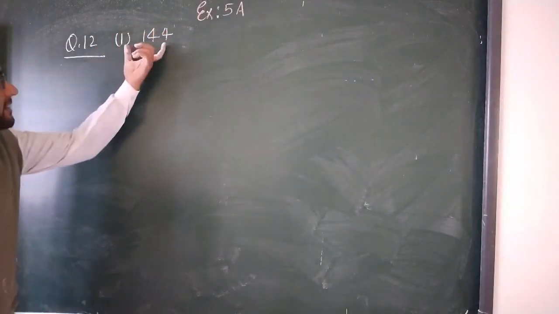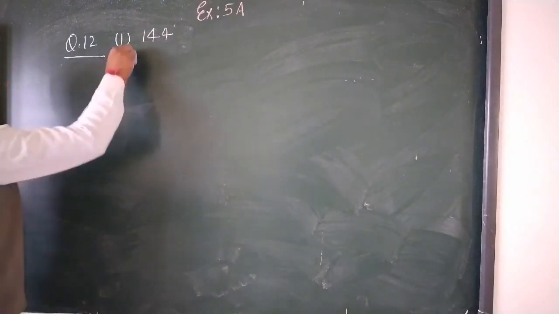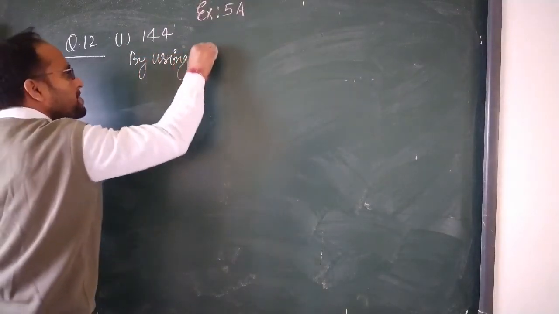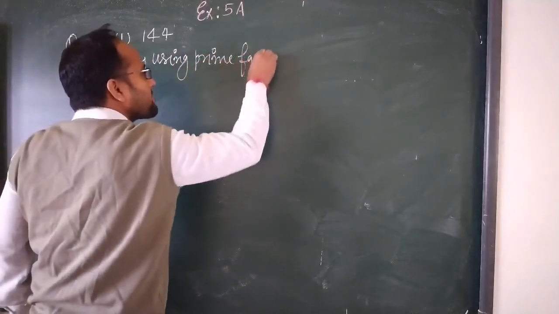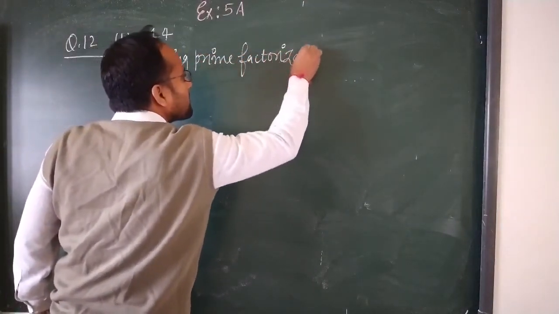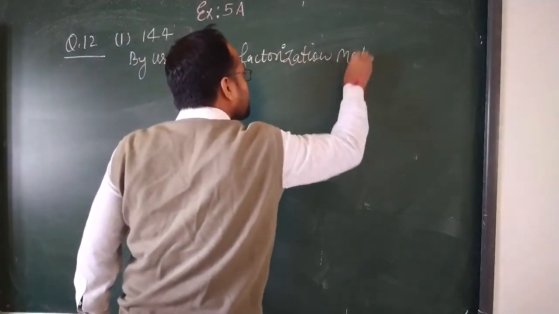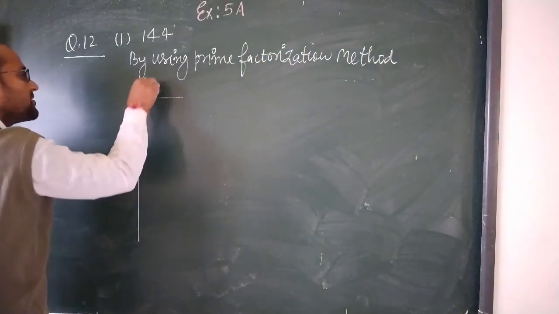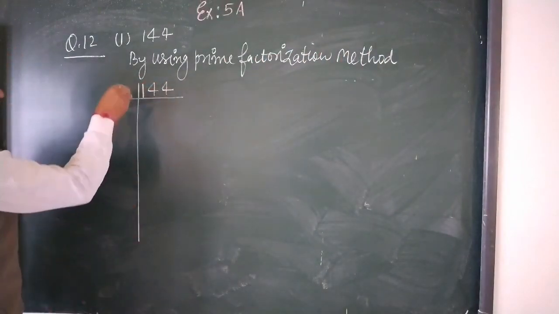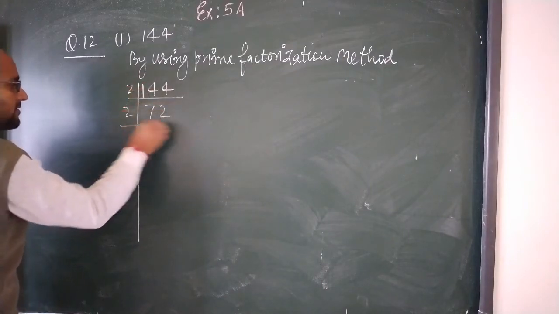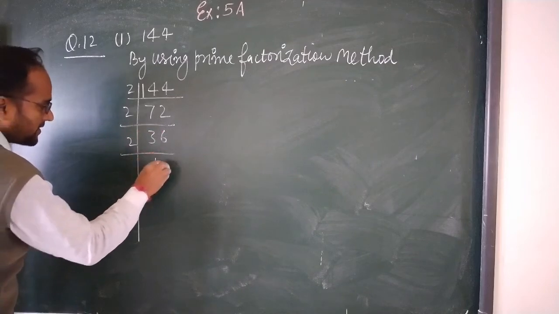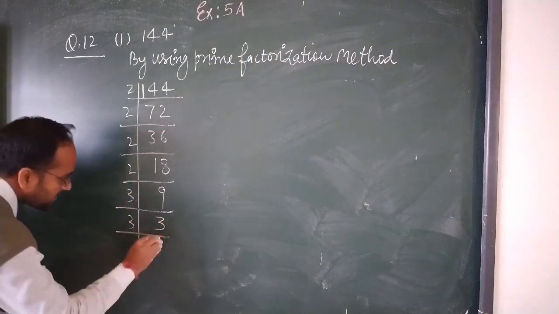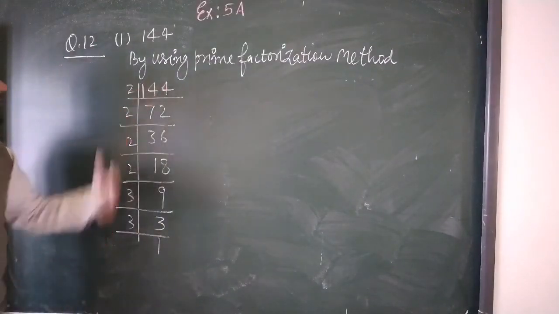So first you can find the prime factors of this 144 by using the prime factorization method. By using prime factorization means you can use a prime number only. So first I will start with 2: 72, and then 36, then 2, 18, then again with 2, 9. Then it is not cancelled out by 2, so you will start with 3. So this is your prime factorization of 144.